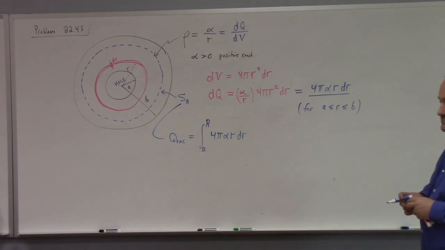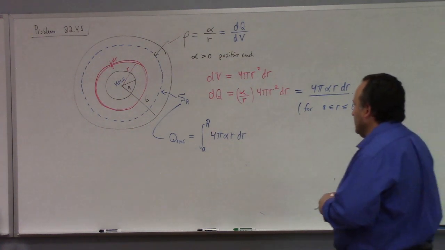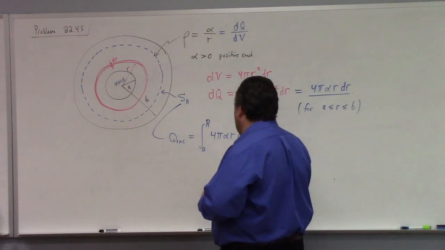Wait, the charge enclosed in the entire sphere? Inside the Gaussian sphere of radius big R. Okay, yeah. We're actually not told how much charge is enclosed in the entire shell, but we'll be able to figure that out pretty easily in a second. Once we do this integral, we can just plug in big R equal to B, and then we'll know the net charge. So this integral, we can do it, yeah?